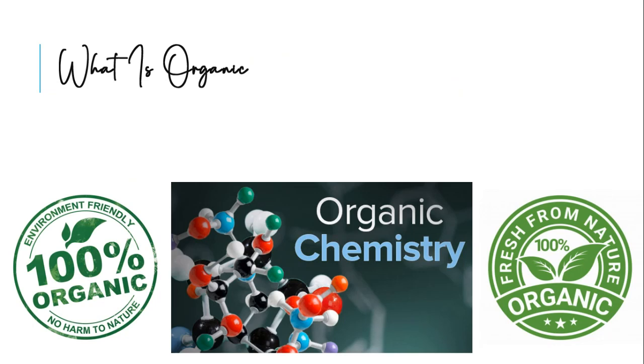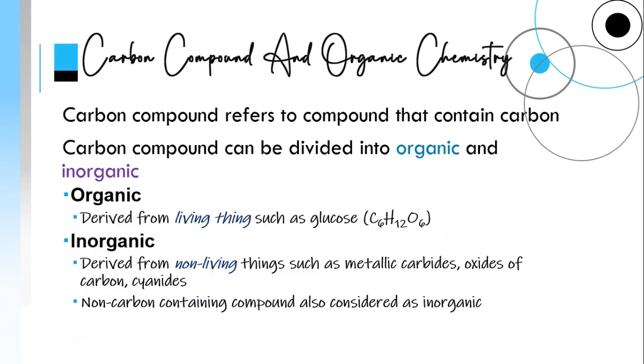So what is organic chemistry? And another term that I'm going to introduce today: what is the connection between organic chemistry and carbon compounds? Basically, organic chemistry and carbon compounds are closely related, because organic compounds are actually carbon compounds, but a carbon compound is not necessarily an organic compound. A carbon compound, from the name itself, is a compound that contains carbon. So any compound that contains carbon can be considered a carbon compound.